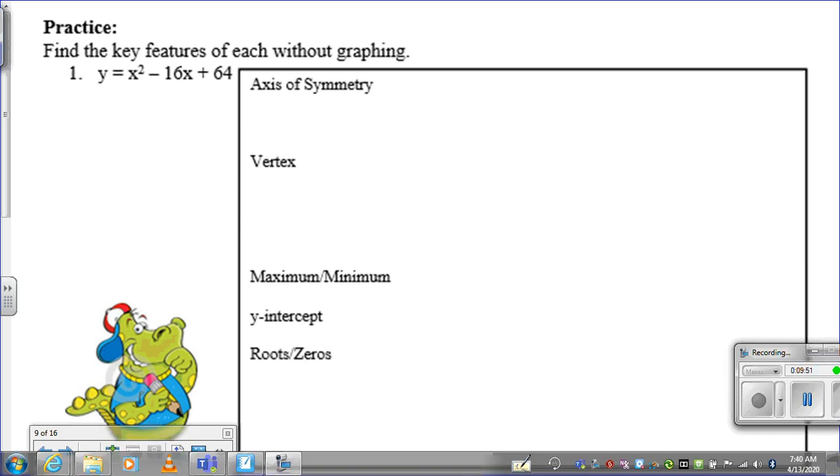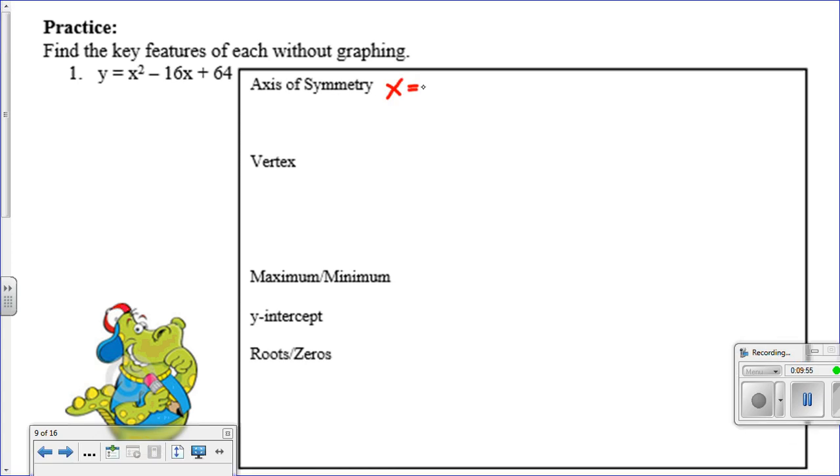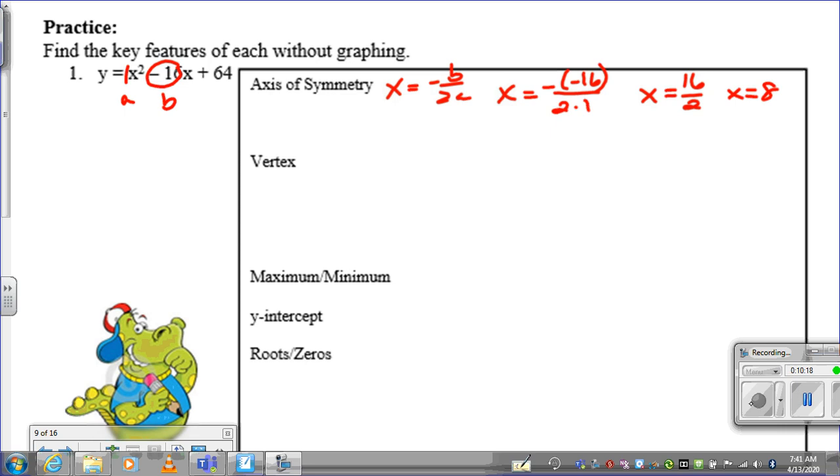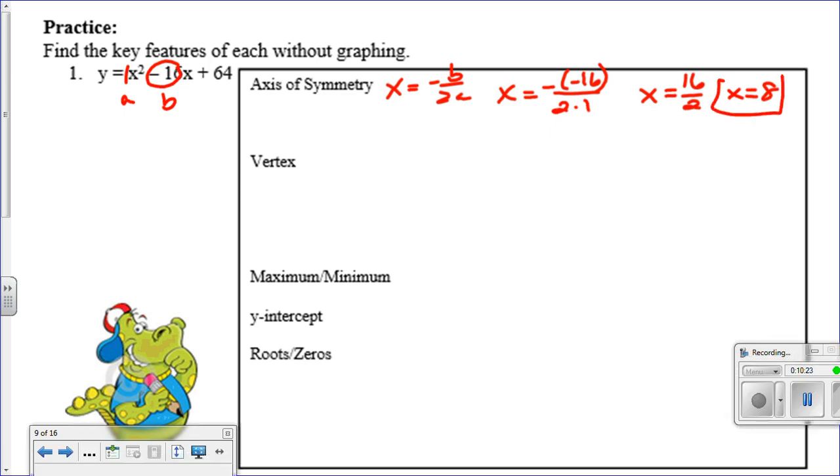Okay, so in this first example, we're going to first start with the axis of symmetry. That's our formula x equals -b all over 2a. So your a value is 1, your b value is negative 16. So this would be x is equal to negative 16 all over 2 times 1. So that would mean x is equal to 16 over 2, which means x is equal to 8. So we're going to box that.